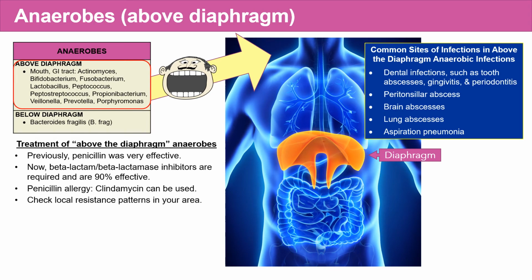Now, how do we treat these above the diaphragm anaerobes? Well, before, penicillin was very effective against these anaerobes. But with time, resistance developed against penicillin, and we now need to add beta-lactamase inhibitors to the penicillin. And by doing so, we get about 90% effectiveness. If the patient has an allergy to penicillin, we can consider using clindamycin. But it's always best to check the local resistance patterns for each of these species and type of infection in your area.